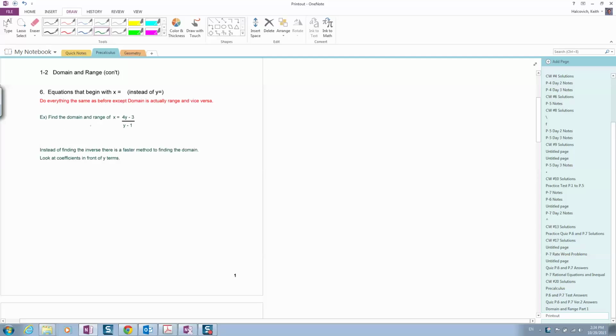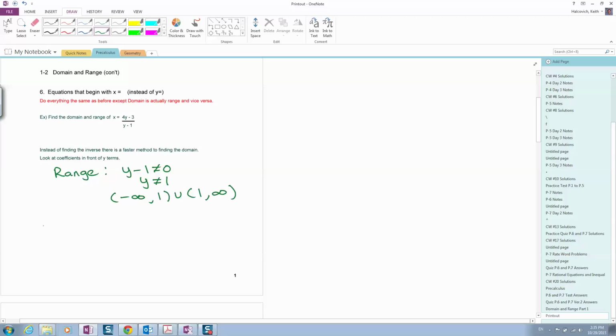So if I ask you to find the domain and range of x equals (4y minus 3) over (y minus 1), to find the range, you're basically going to just set y minus 1 equal to 0, and that gives you the restriction. So the range is from negative infinity to 1, union 1 to infinity.